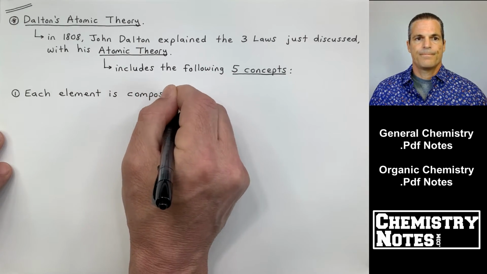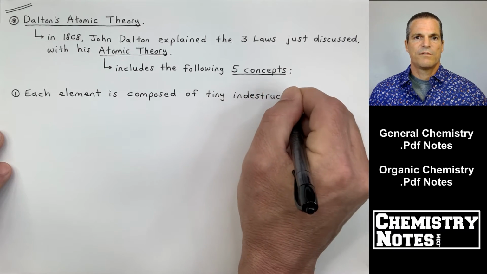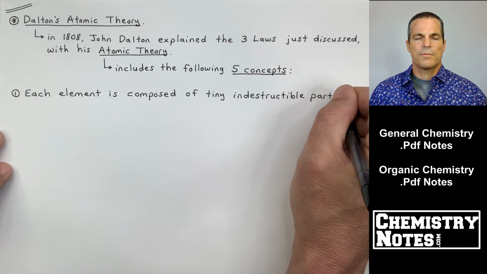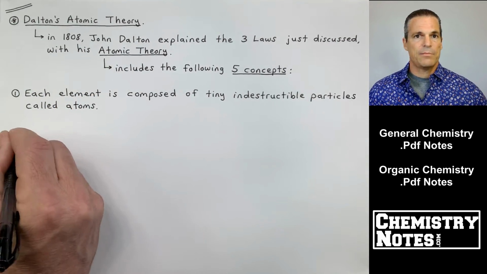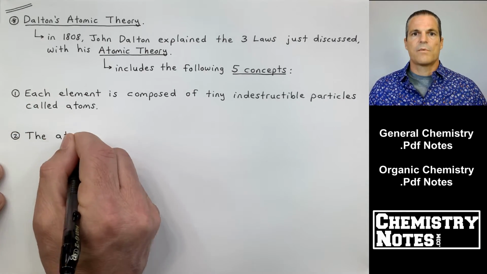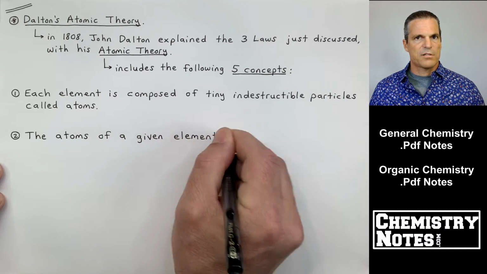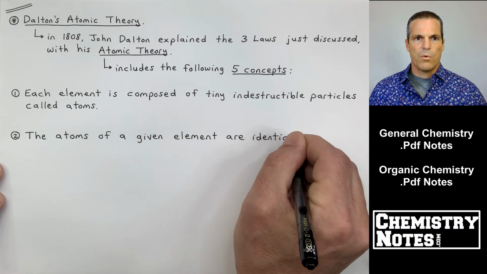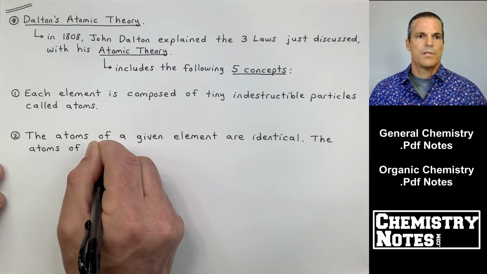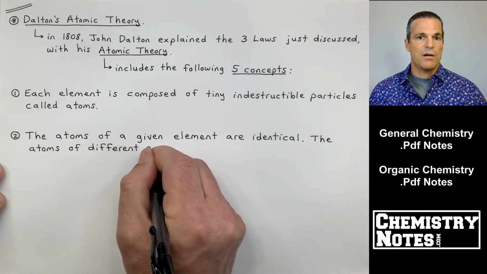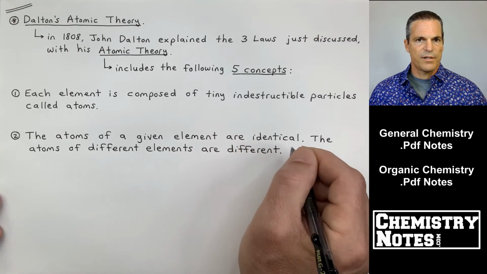Number 1, each element is composed of tiny, indestructible particles called atoms. Now remember, atoms is a new word. He's kind of saying, hey, there's something there, that this repeatable unit that cannot be broken down further is called the atom. So number 1, each element is composed of tiny, indestructible particles called atoms. Number 2, the atoms of a given element are identical. The atoms of different elements are different.